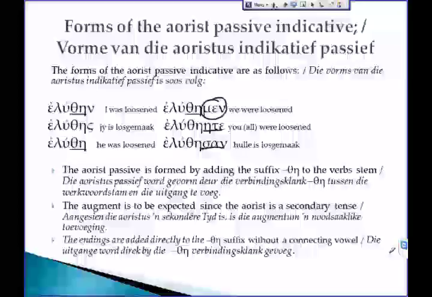Let's start maybe with another verb, luo. In the present indicative active, then you have luo. In the future, luso, yes. In the aorist, Mukesh, it's not a guessing game. Luo, and then in the future, luso, and then we come to the aorist.